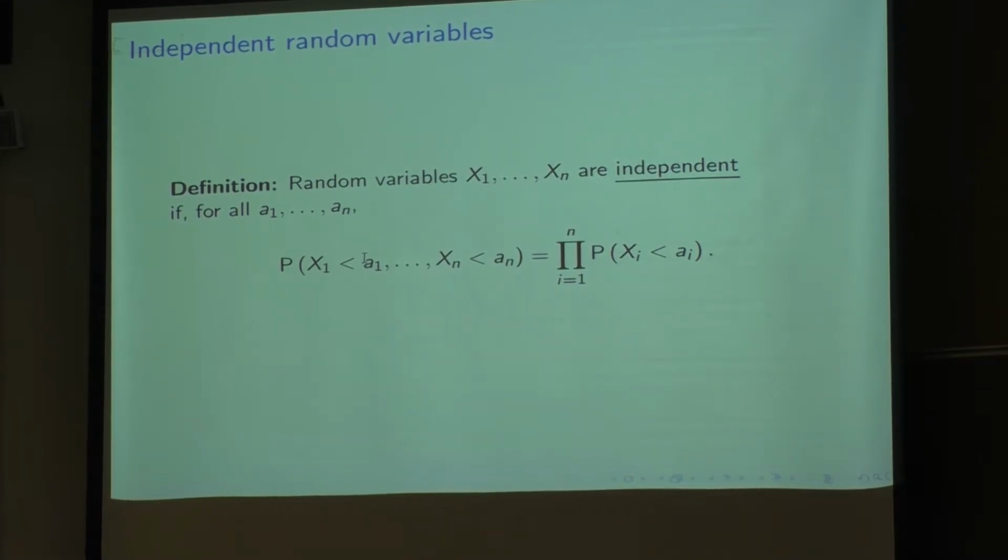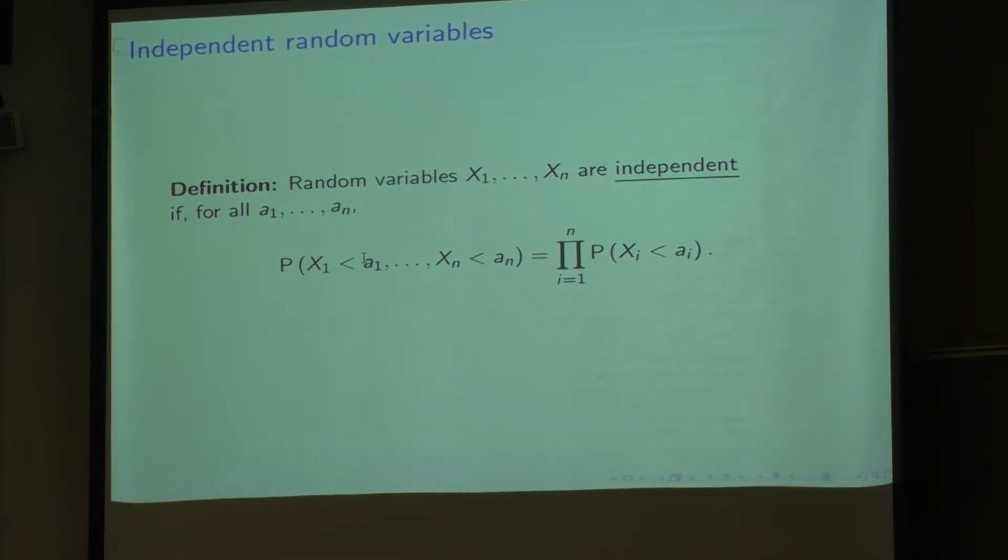The product of what? So now I concentrate on each one of these events, the probability of xi being less than ai. Each one of them is going to be an event as well. How do I know that? Because each xi is a random variable. And now I'm going to take the product of all of these. And I demand that these two are the same. So if this happens for all choices of a1 up to an, then we call these random variables independent.